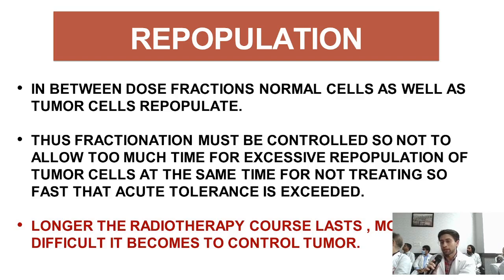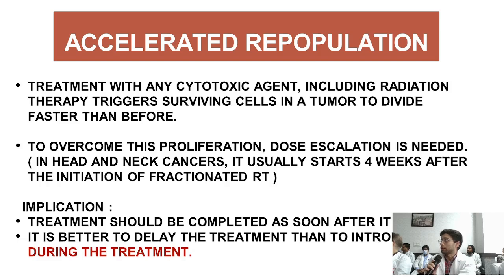In basic words, the longer the radiotherapy course lasts, the more difficult it becomes to control the tumor. This is because of something known as accelerated repopulation. Whenever we give radiation or any cytotoxic agent, the normal phenomenon for the surviving cell is to divide. But in accelerated repopulation, there's a trigger which allows the cells to divide even faster than before.